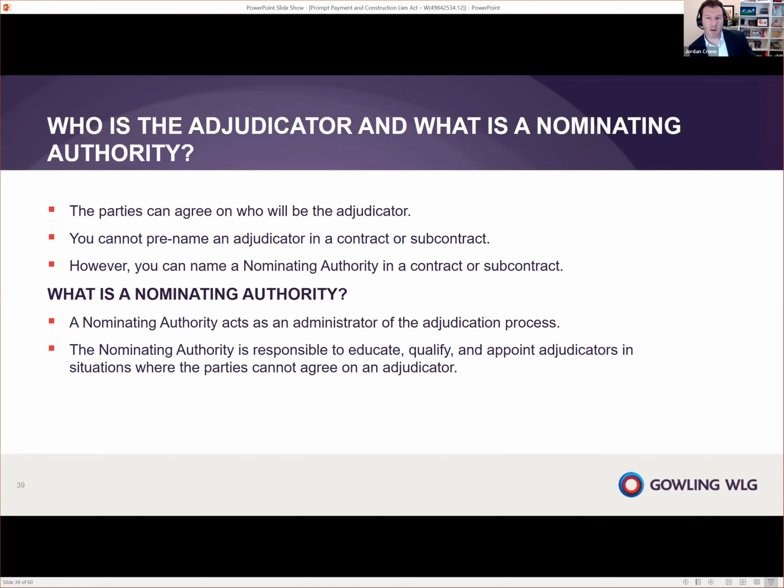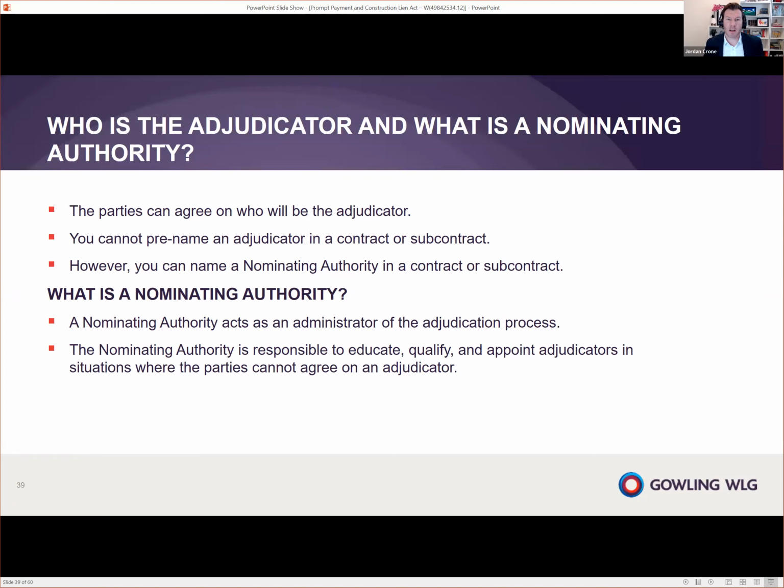So who is the adjudicator and what is the nominating authority? Well, the parties can agree on who will be an adjudicator, but you can't pre-name an adjudicator in your contract or subcontract. You can only pre-name a nominating authority in your contract or subcontract. I think it's best to think of the nominating authority as the administrator of the adjudication process. They're up above the adjudicators, and they're responsible for educating, qualifying, and appointing adjudicators where the parties cannot agree to an adjudicator.